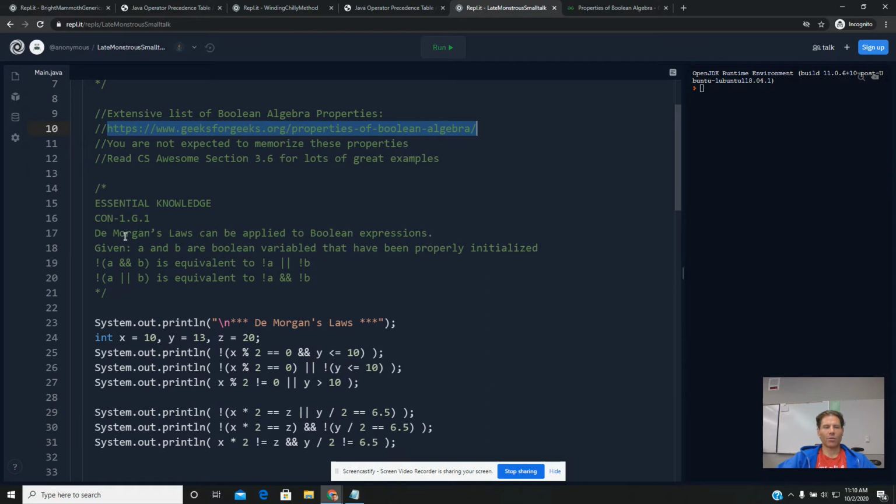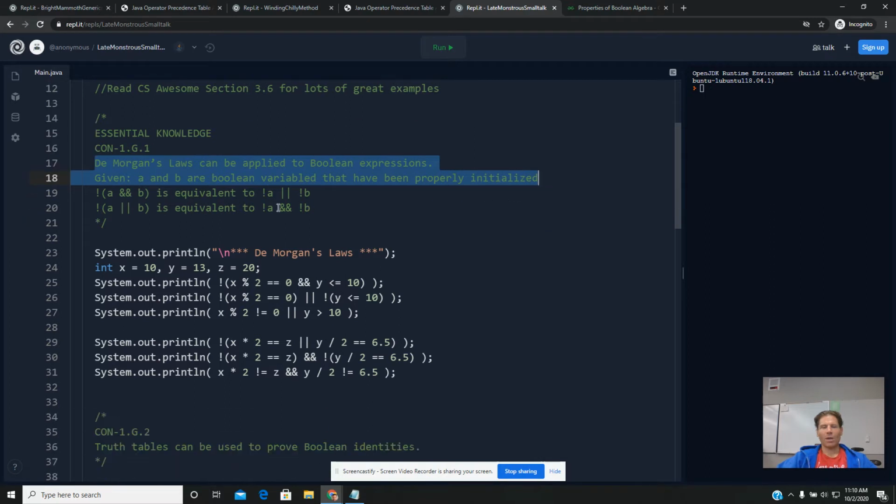Okay, and so DeMorgan's Law, this is a common Boolean algebra law, talks about how we can change a not operator across an and or across an or. So we say that these two things are equivalent. You can say that the opposite of A and B taken together is equivalent to the opposite of A individually or the opposite of B.